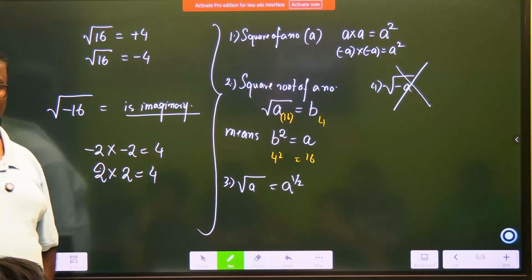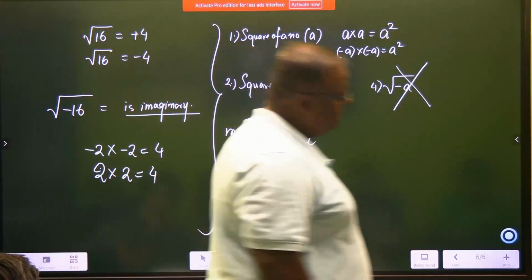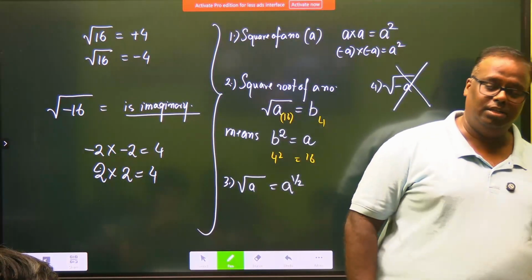ये चार चीज आपके दिमाग में बैठ जाना चाहिए. If you do square root of a number, you get some number. That number again, if you square up, you get back the squared number.